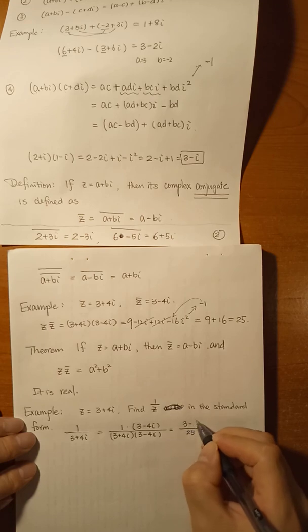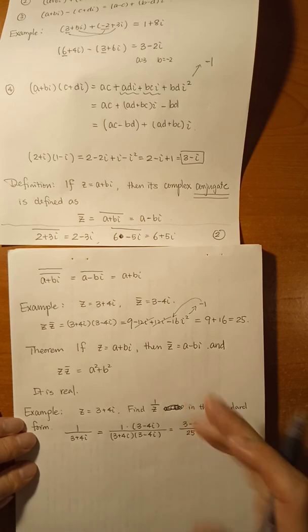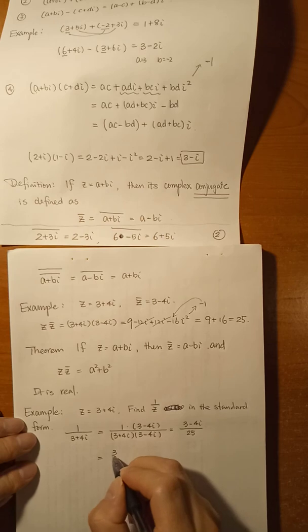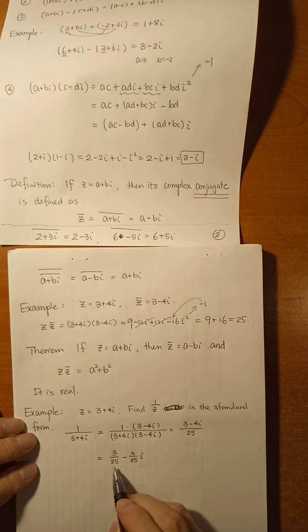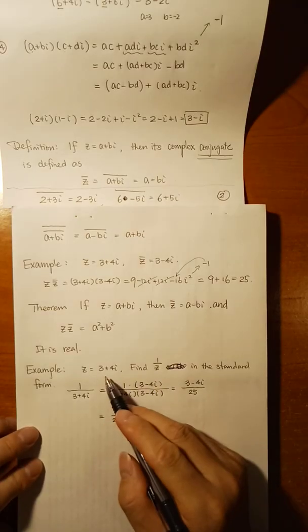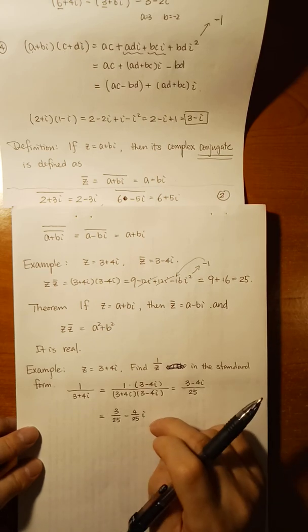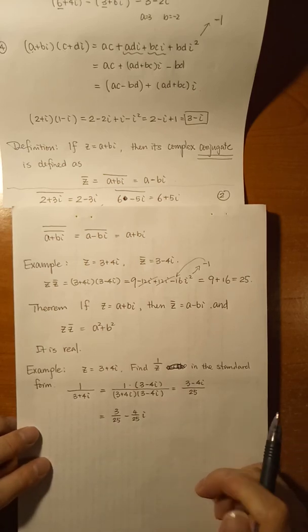The numerator is 3 minus 4i. And in this case, we can do the division. It's 3 over 25 minus 4i over 25. The real part is 3 over 25. The imaginary part is negative 4 over 25. So this is the process to find the reciprocal, and we can write the reciprocal in standard form.